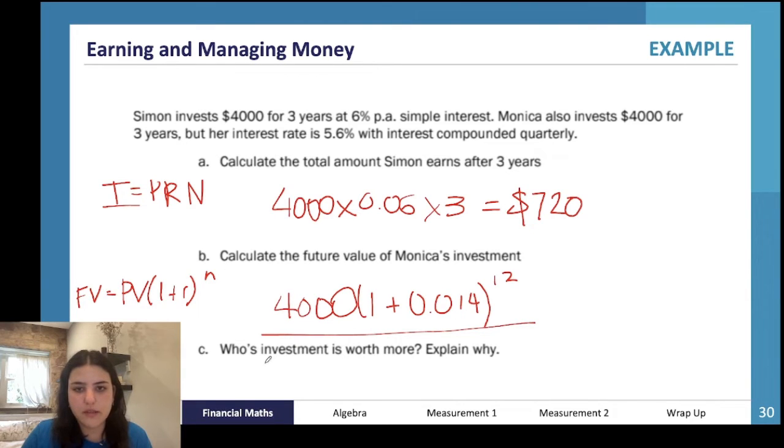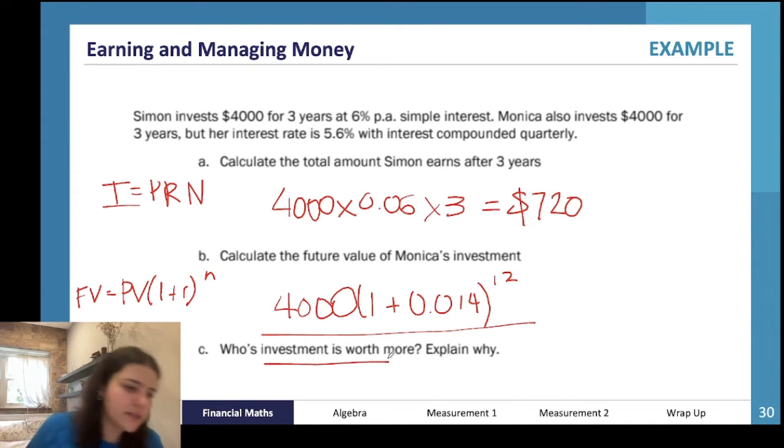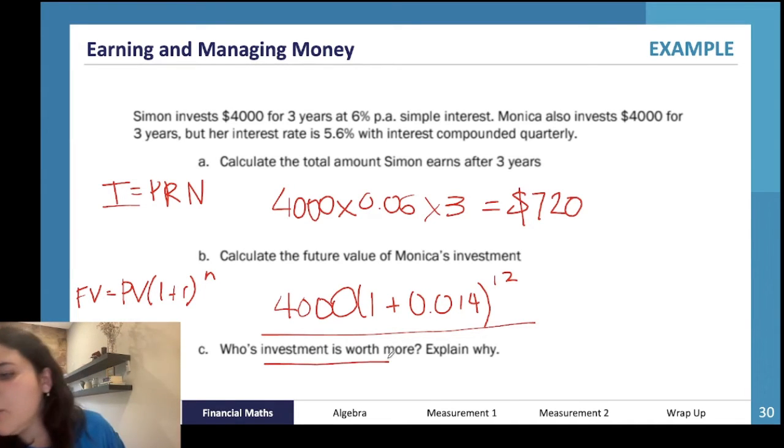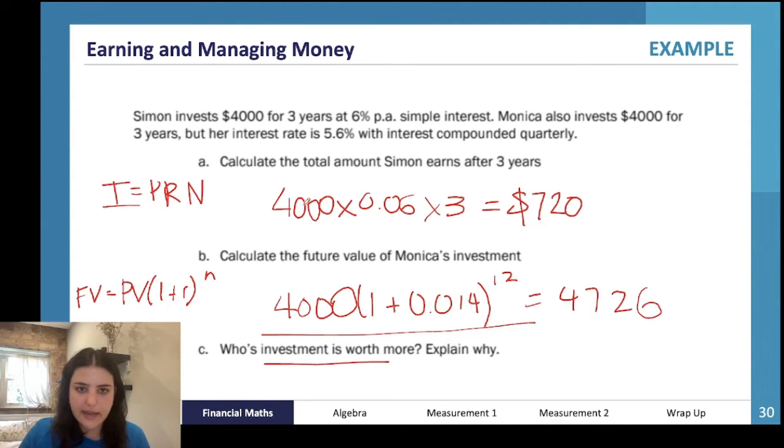Without even doing it, I could almost tell you it's usually going to be the person who uses compound interest. I don't know if I have my calculator sitting here with me. I think I've got it onto here. There we go. I can confirm, hold on, 4,000 times 1 plus 0.014 to the power of 12 is 4,726. And Simon's is worth 4,000 plus 720, so 4,720. So Monica's is worth more.